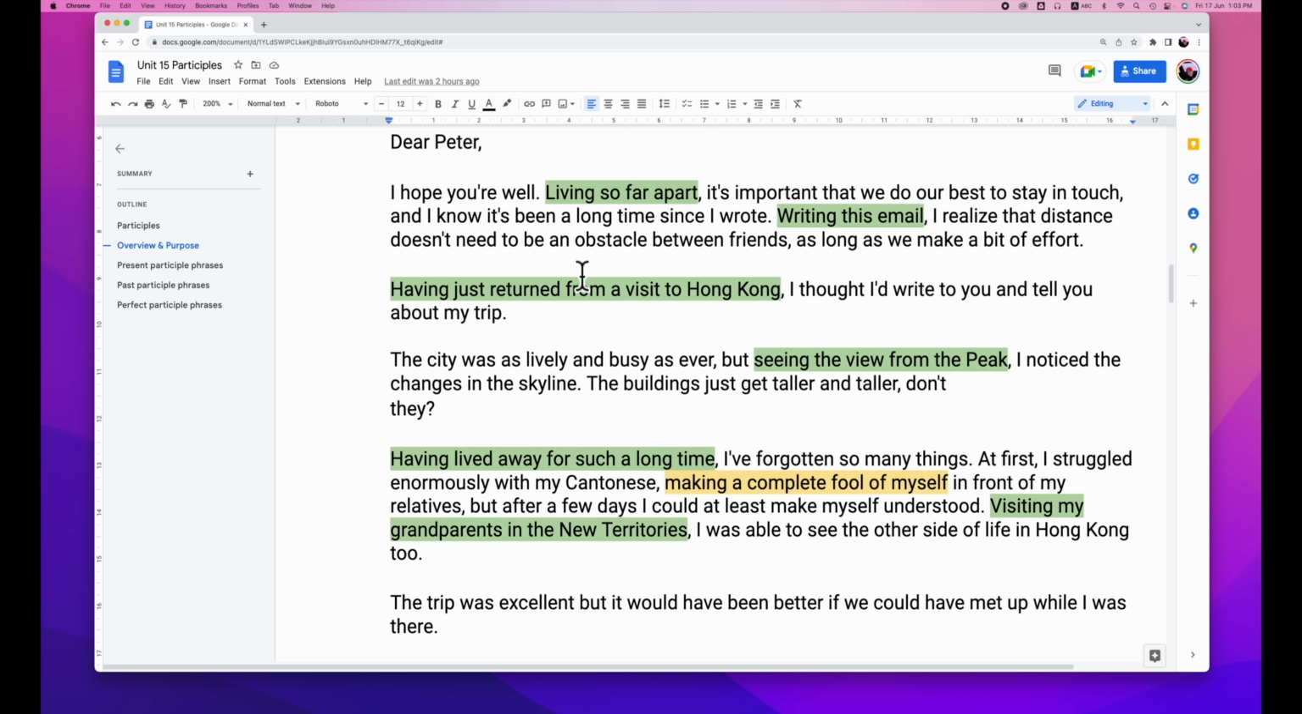So, in the letter, we have participial phrases: living so far apart, writing this email, having just returned from a visit to Hong Kong, seeing a view from the peak, having lived away for such a long time, making a complete fool of myself, visiting my grandparents in New Territories.